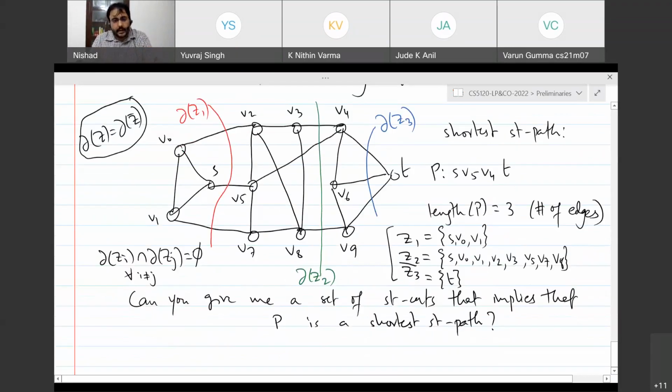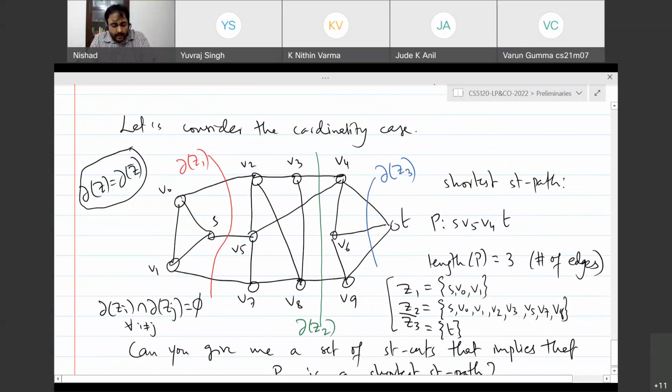Exactly. So if you look at these three cuts, the red cut contains three edges that are crossing the red line. The green cut also contains three edges in this example, and the blue cut also contains three edges. That's a pure coincidence. That's not the point you want to focus on. What you want to focus on is that all of these cuts are pairwise disjoint. If you look at the edges in the red cut, the green cut, and the blue cut, they are never the same edge. They are all different edges, right?